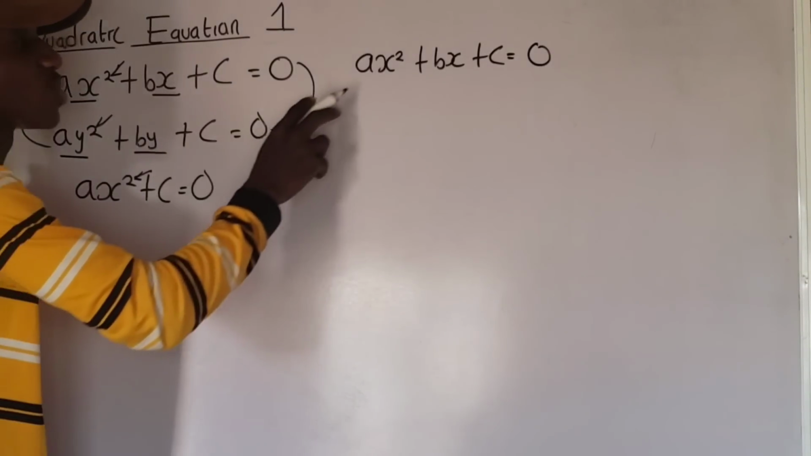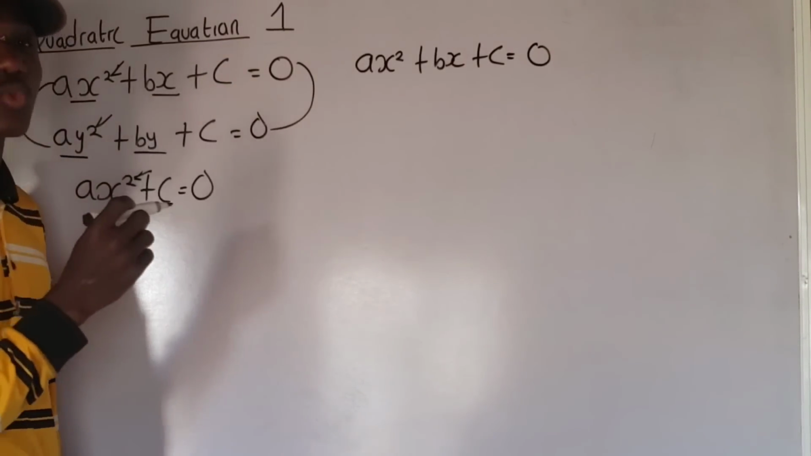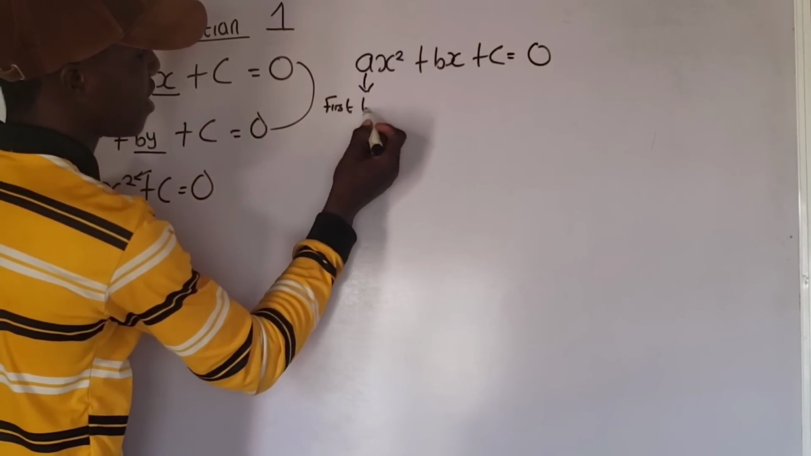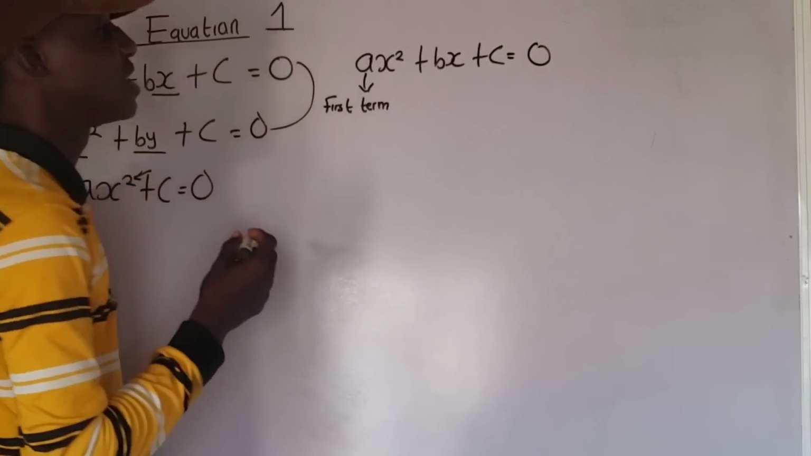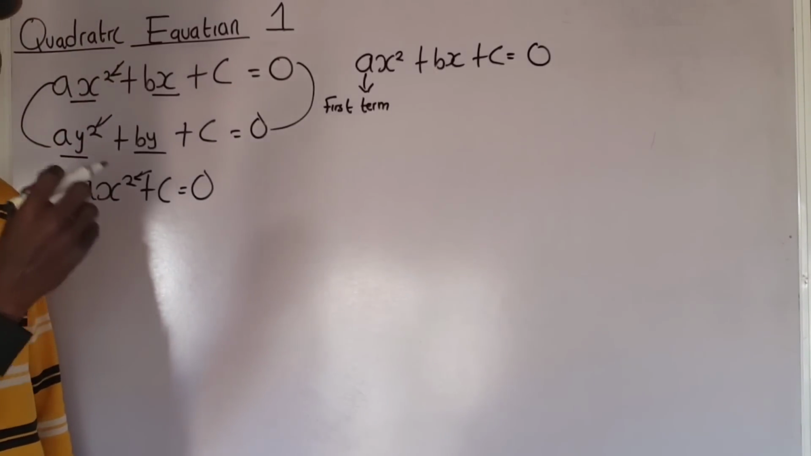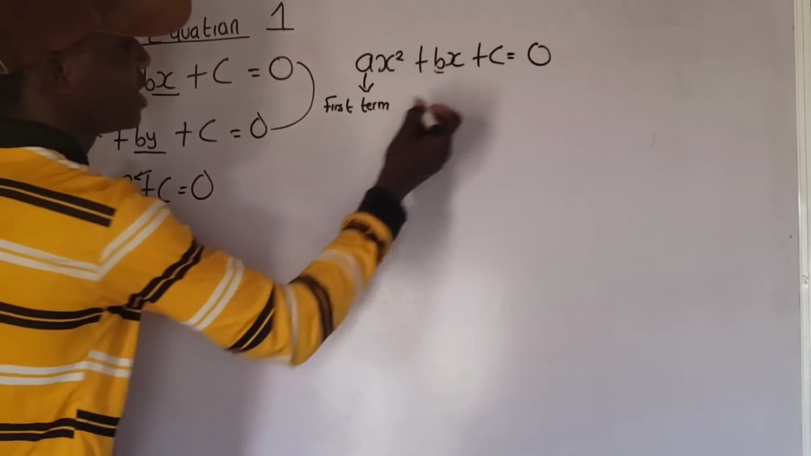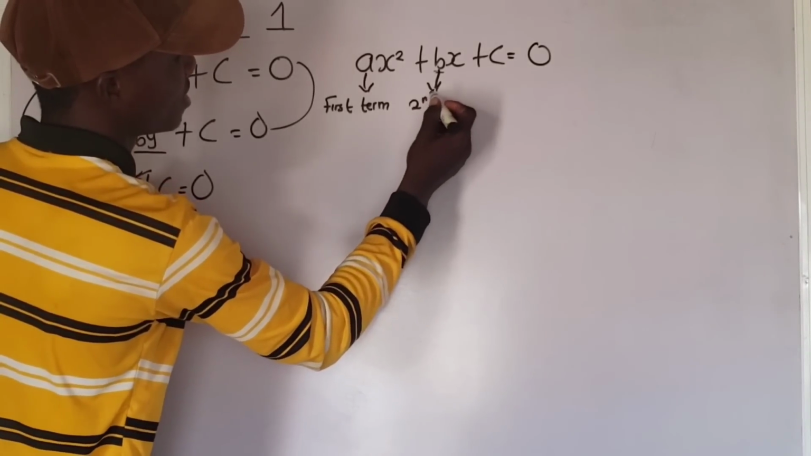Now, what is the coefficient of x squared? It is a. So this is the first term. The second term is the coefficient of x, and the coefficient of x in this equation is b. So this is the second term.